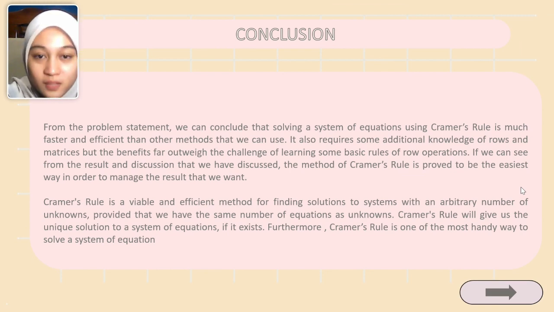Cramer's rule is a viable and efficient method for finding solutions to systems with an arbitrary number of unknowns, provided that we have the same number of equations as unknowns. Cramer's rule will give us the unique solution to a system of equations if it exists. Furthermore, Cramer's rule is one of the most handy ways to solve a system of equations.